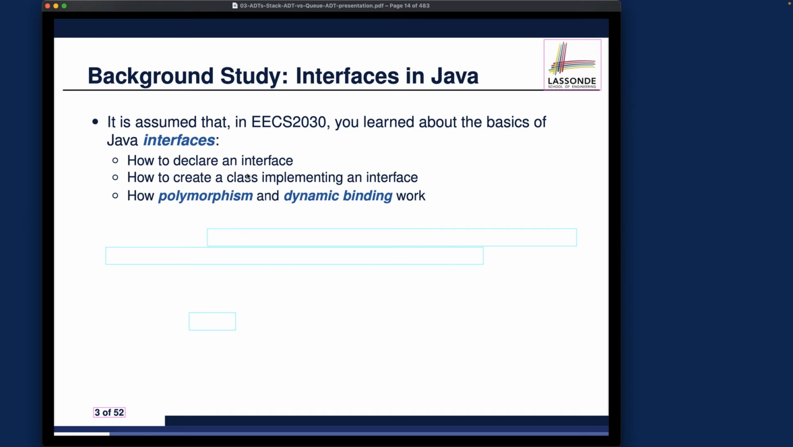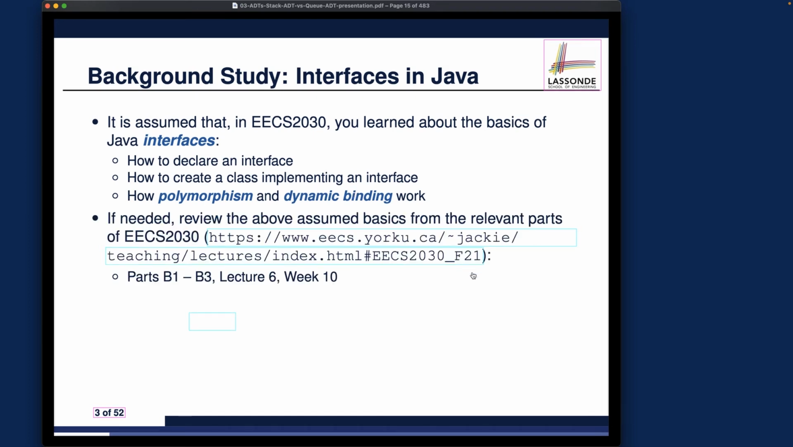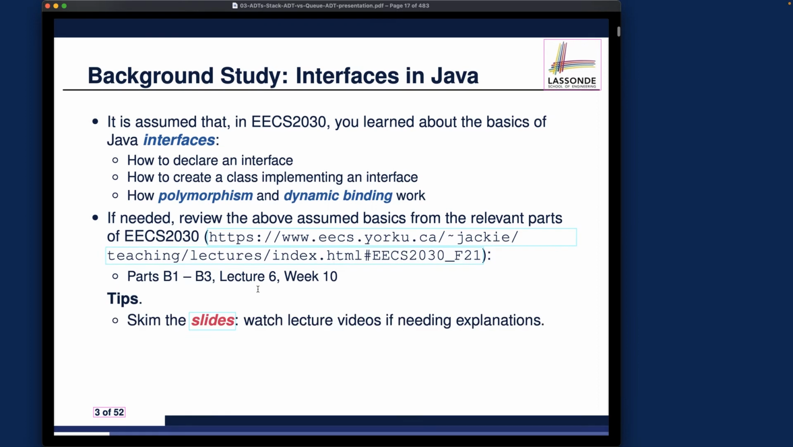If you're not too sure about any of these three checklist questions, then I would suggest you review the background study. Right, so you can definitely go back to my earlier recording site for 2030, okay, and then go to week number 10, lecture number 6, and it will be parts B1 to B3. Yeah, that one actually talks about interfaces. You can definitely refer to it. You can also look at the slides just to catch up. That's okay. But if you really need some detailed explanation, you can definitely look at the videos or reach out to me if you have any trouble understanding the idea.